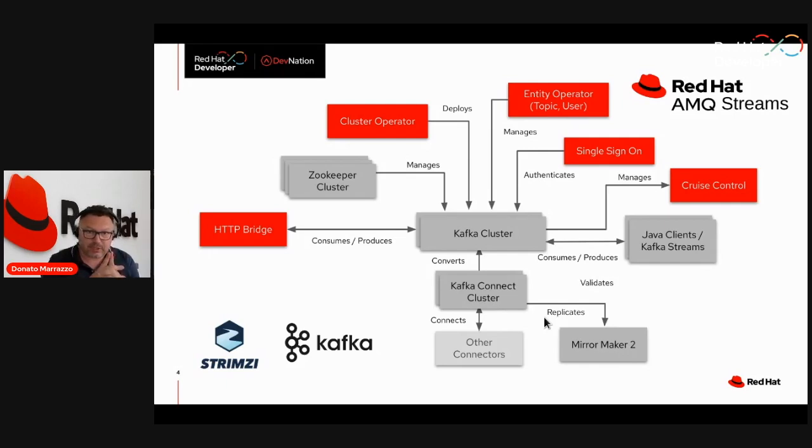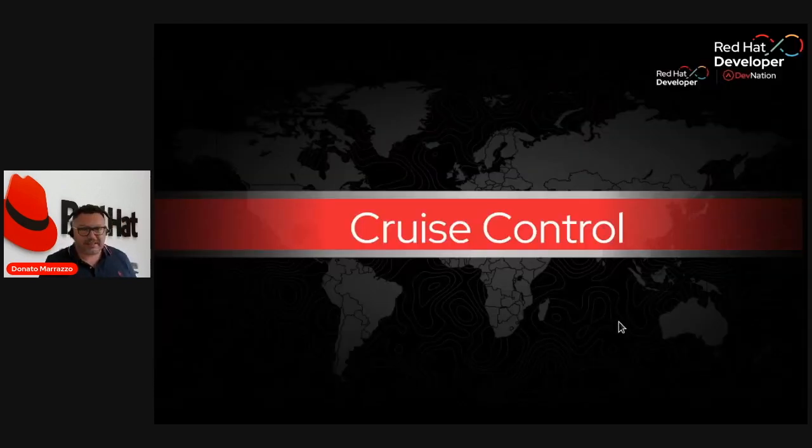Strimzi is really well known for the operators, which make your life easier in deploying Kafka on OpenShift. It is less known for other capabilities that are pretty important as well, such as the integration with single sign-on, the HTTP bridge, which could be useful in some situations, and maybe more importantly, Cruise Control, which is the topic of this session. So after this introduction, let's dive into Cruise Control capabilities.